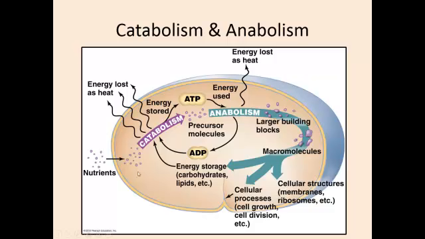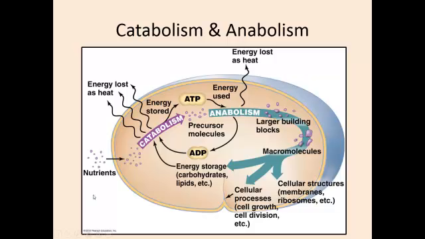Let's walk through how this works for the cell. Now you'll notice that there's energy lost as heat during catabolic reactions and anabolic reactions. Whenever you have a chemical reaction, you're going to lose some energy as heat. You can't take the exhaust from your car and run it back into your fuel tank and expect the car to run. Just like that, the cell can't take the waste heat that is unusable to the cell and use it to continue to run the cell.